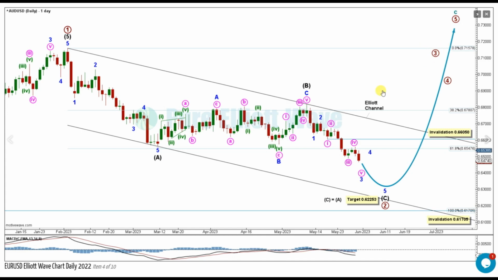If we see price move above 0.66050, that would likely tell us that the C wave is complete and that the bull market would be enforced. That would also breach the Elliott channel as well.